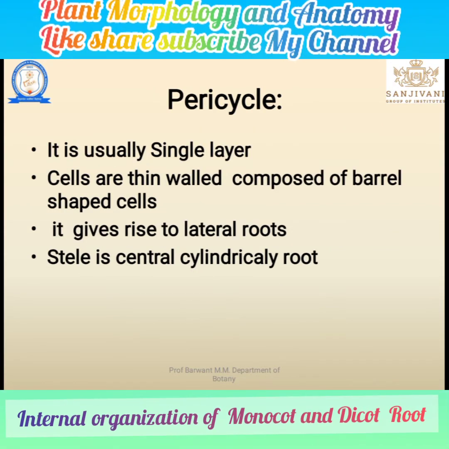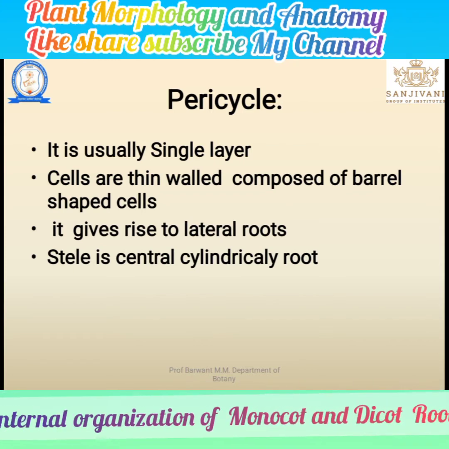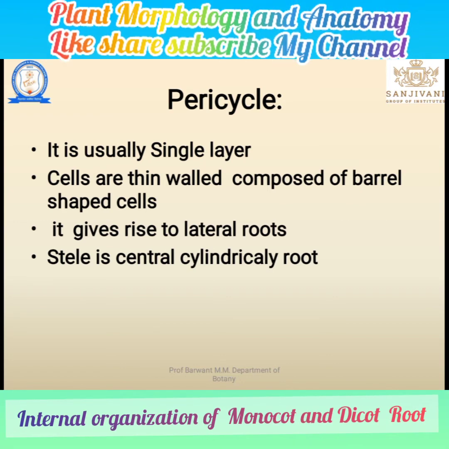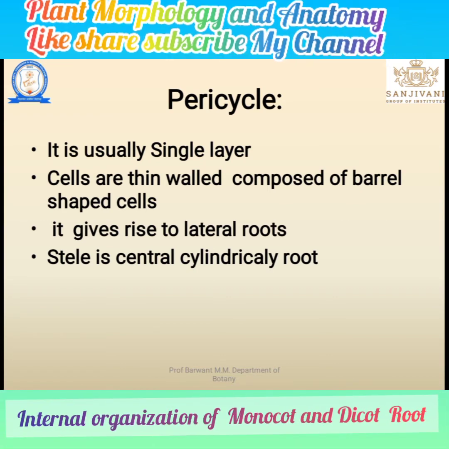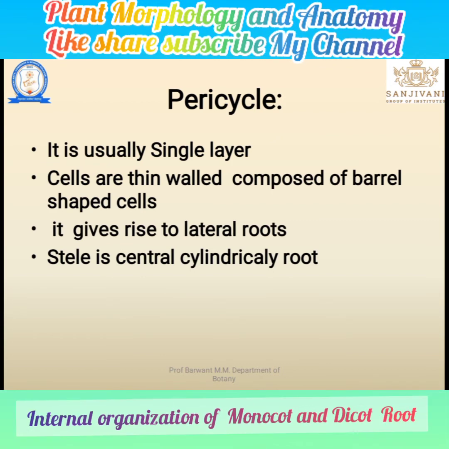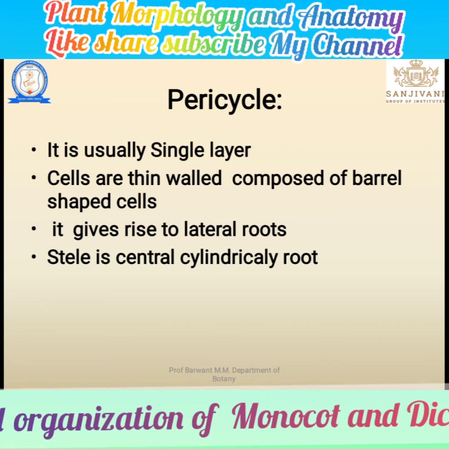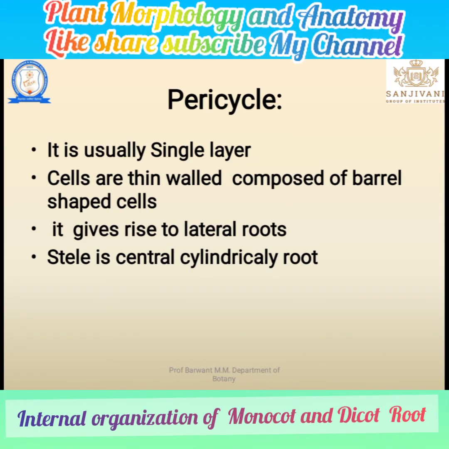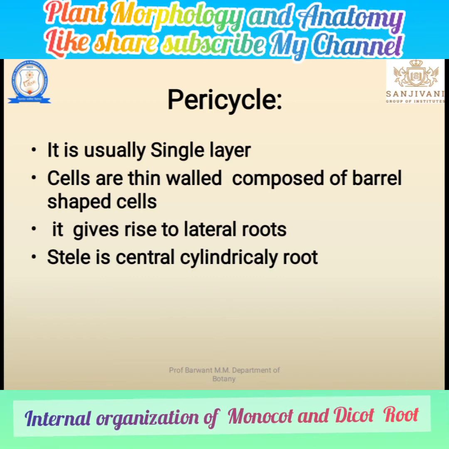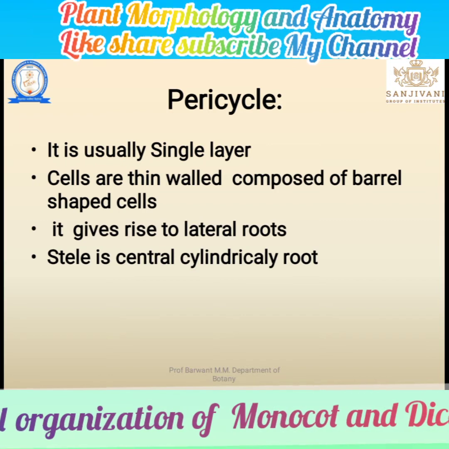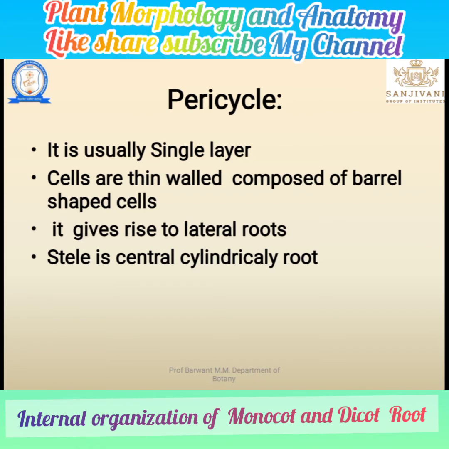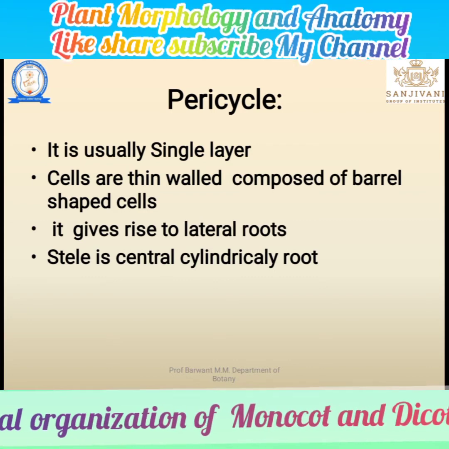Next, there is the pericycle. After the end of the endodermis, the pericycle starts. It is usually a single layer of cells composed of barrel shape. It gives rise to the lateral root, and the stele is a central cylindrical structure of the root. The pericycle is nothing but a single layer of cells, composed of barrel-shaped cells, that surrounds the vascular tissue. It gives rise to the lateral roots.